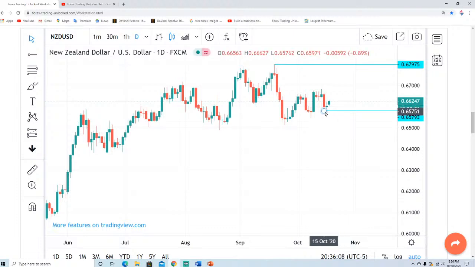Now, I think that what we're going to have here is a trap. I think that today, right now, New Zealand dollar, US dollar is firm. It may even settle slightly higher on the day, but I'm not really convinced that this market really has a lot of strength left in it.